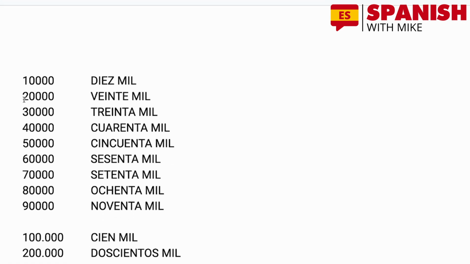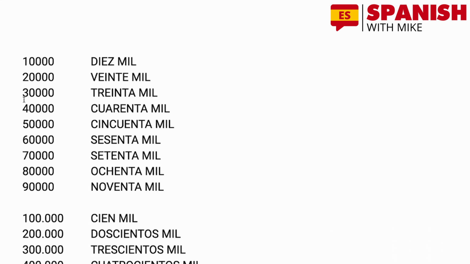Now let's go to the 10,000s. So we have diez mil, 10,000. 20,000 would be veinte mil, 30,000 would be treinta mil. That's pretty much like in English. Very easy. 40,000, cuarenta mil. 50,000, cincuenta mil. 60,000, sesenta mil. 70,000, setenta mil. 80,000, ochenta mil. 90,000, noventa mil.